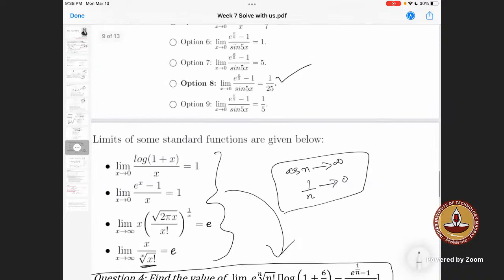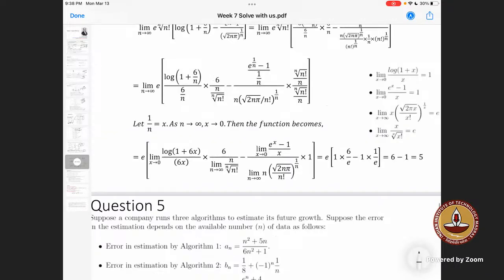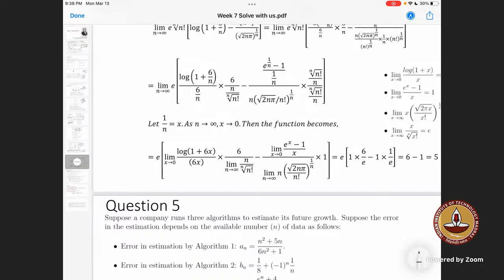Sir, can you show this page again, please? The solution part. Okay, you can take a screenshot. Yeah, thank you, sir.